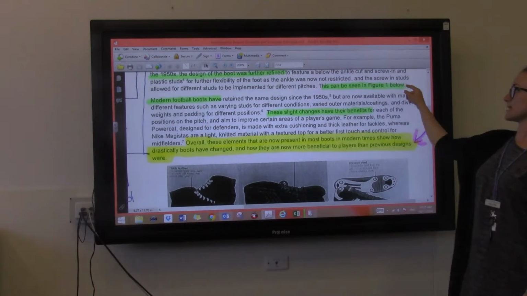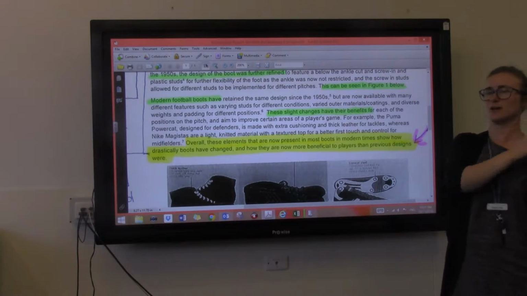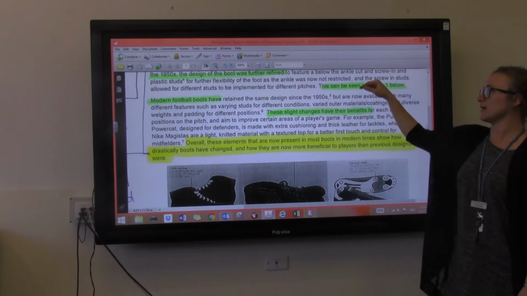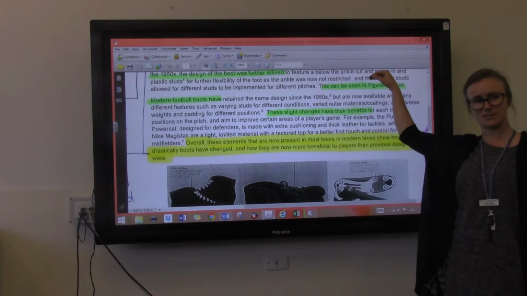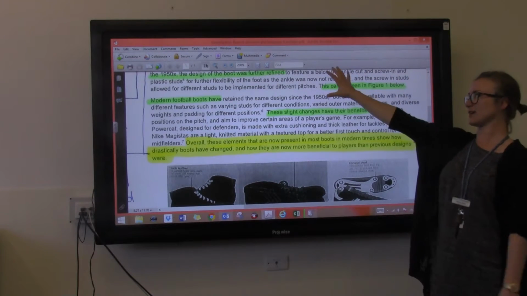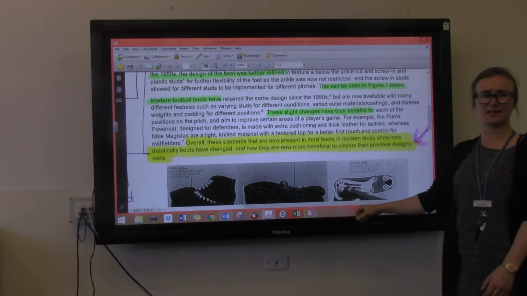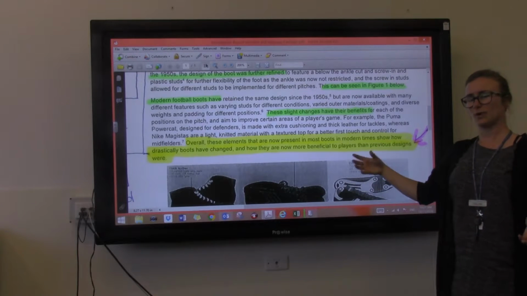So this can be seen in figure 1 below. A really important factor is to always have that figure underneath where you reference it. There's nothing worse than having a figure, having an image, and then much later down saying, as can be seen in figure 1. Why is this a problem?